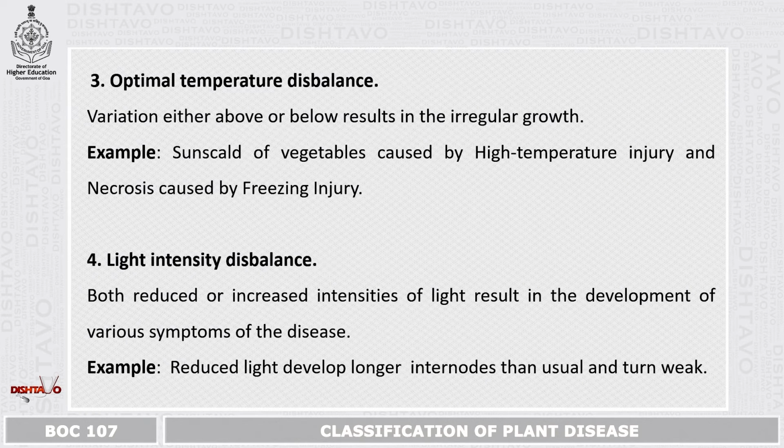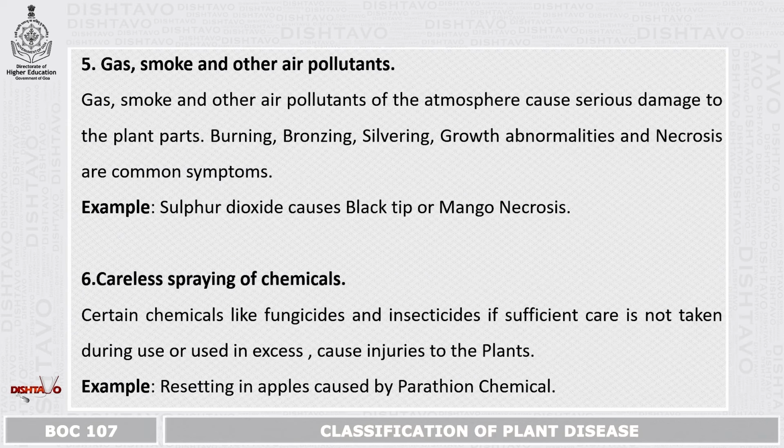Fourth is light intensity imbalance diseases. Both reduced or increased intensities of light result in the development of various symptoms of the diseases. Example is reduced light develops longer internodes than usual and they turn weak. Fifth is gas, smoke and other air pollutants. So gas, smoke and air pollutants of the atmosphere also cause some serious damage to the plant parts. Example is burning, bronzing, silvering, growth abnormalities and necrosis in the plants, and these are the common symptoms. The example is sulfur dioxide causes black tip or mango necrosis.